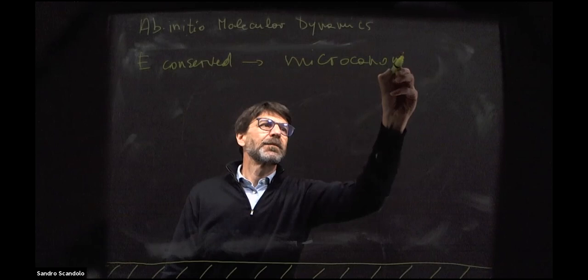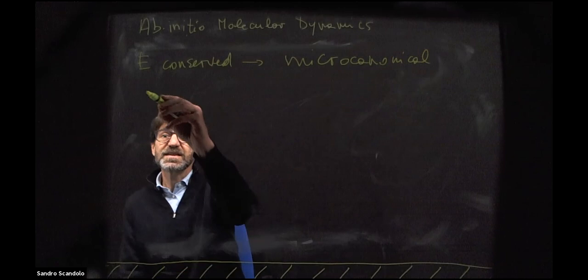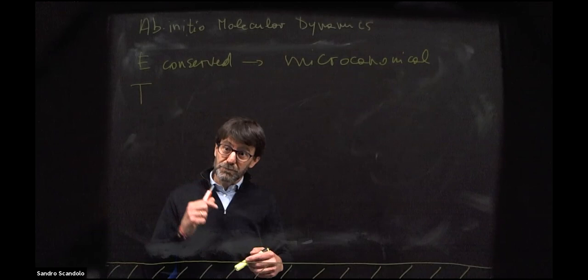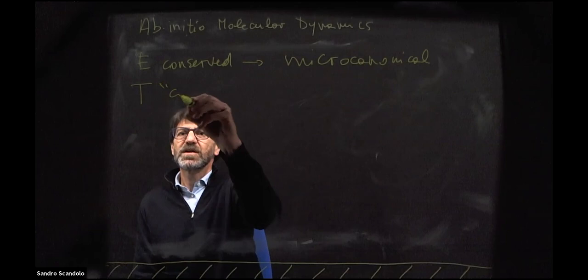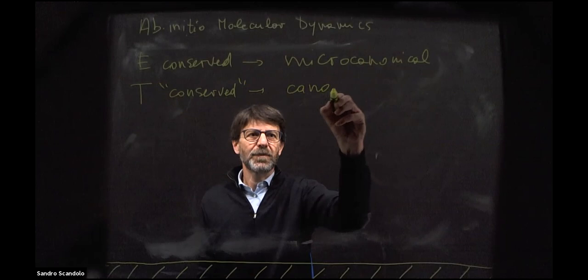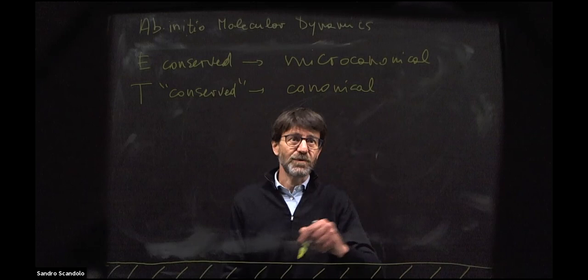But sometimes what you want is a simulation in which instead temperature is, I wouldn't say conserved, but where the simulation samples the canonical ensemble, okay? I'm using here conserved, but it's not actually conserved. What I mean by that is a simulation in which I'm actually sampling the canonical ensemble at a given T that I can give at the beginning of the simulation, okay? At given T.